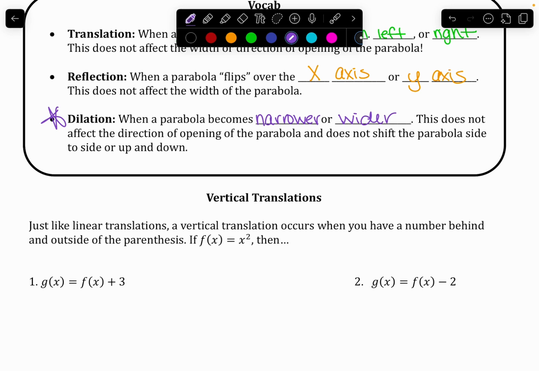With linear transformations, the graph cannot get wider or narrower. Your graph becomes either steeper or less steep. So with linear transformations, we said our graphs got steeper or less steep. With quadratic transformations, our graphs will either get wider or narrower.